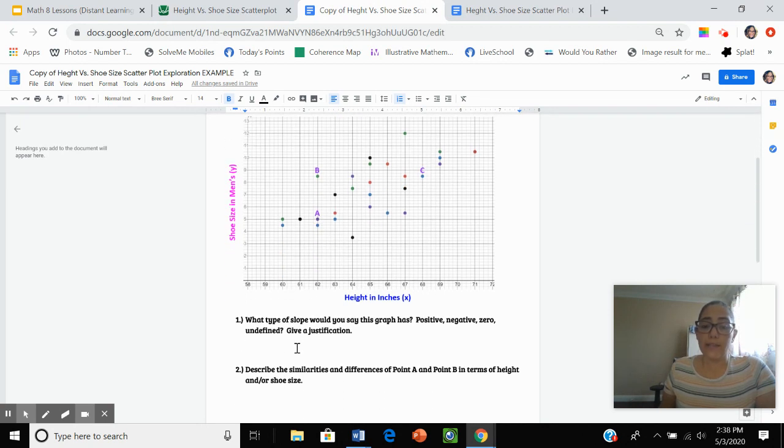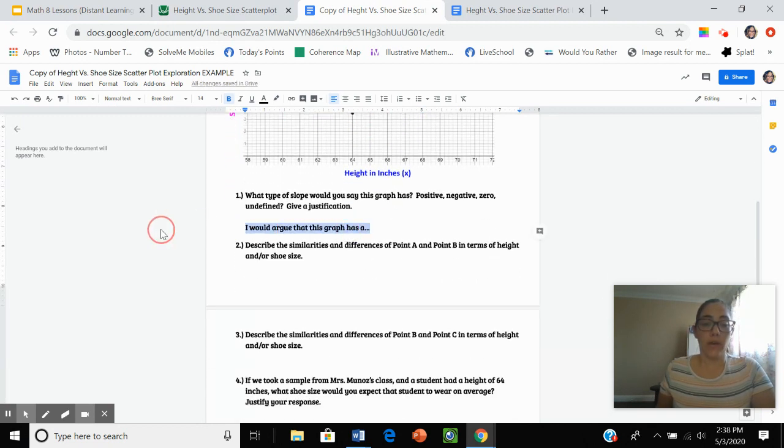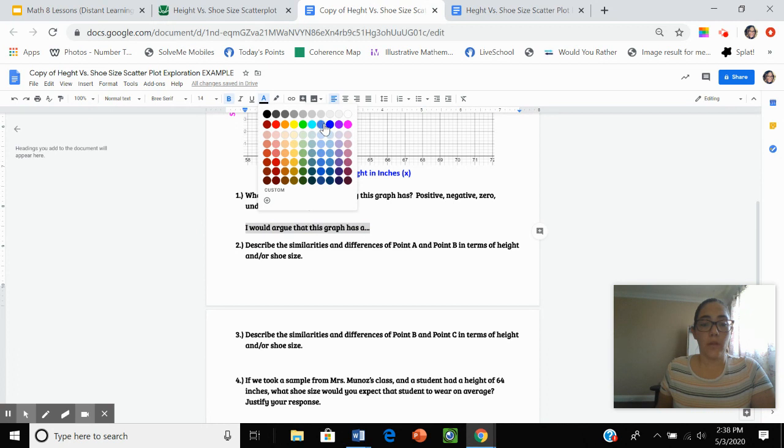Let's go ahead and analyze. One of the first questions I want you to answer is, what type of slope would you say this graph has? Is it positive? Does it seem negative? Does it seem 0 or undefined? And then give a justification. So we're going to learn to speak like mathematicians and use full sentences. I would argue that this graph has a, oh no, what kind of slope? Okay, let me go ahead and make that color pop for you.